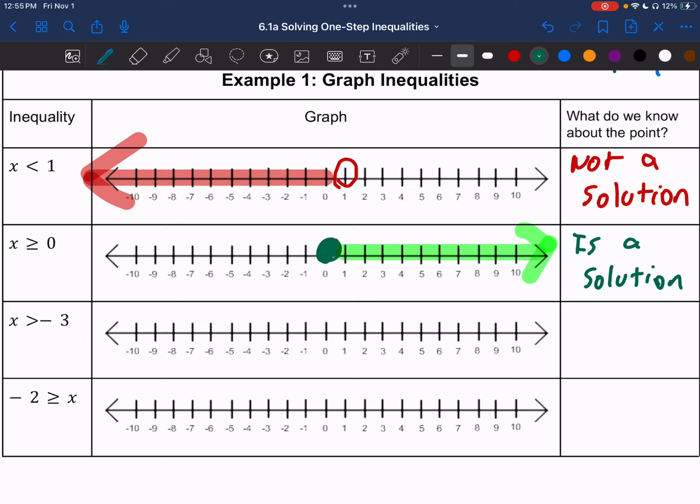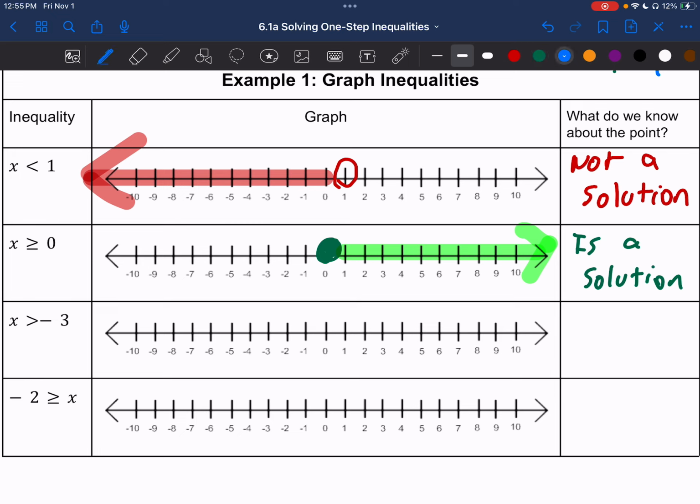So the difference here is if you were to substitute in for the red line there, if you substituted in 1 to the equation, 1 is not less than 1. You could get infinitely close. You could have 0.9999999999999, and that would be a solution. But the moment you get to 1.0, you no longer have a solution. In the green line, however, 0 is greater than or equal to 0 because it's equal to 0.